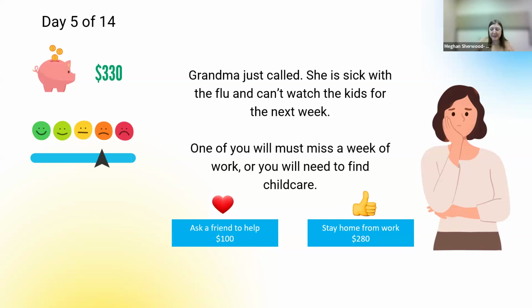So this is where we get to make a choice. We can either ask a friend to help us out, and we would need to give them a little money to help us during that time. That would be $100. Or we would need to stay home from work for $280. So you can react with either the heart or the thumbs up based on what you pick. I'm seeing resounding hearts so far.